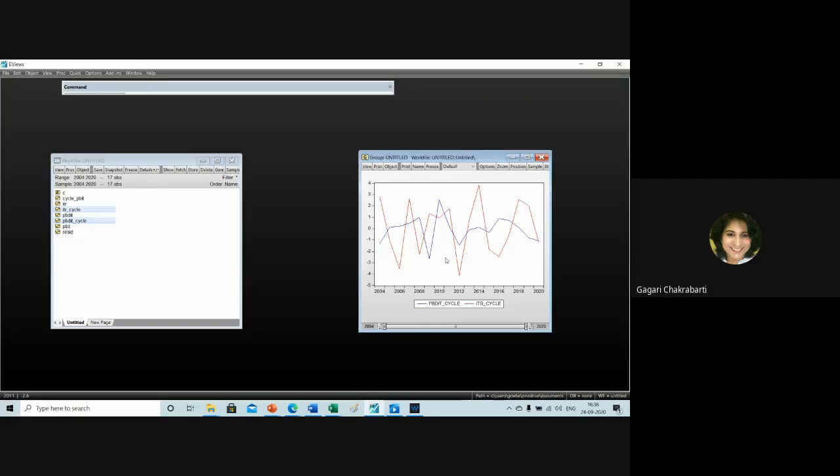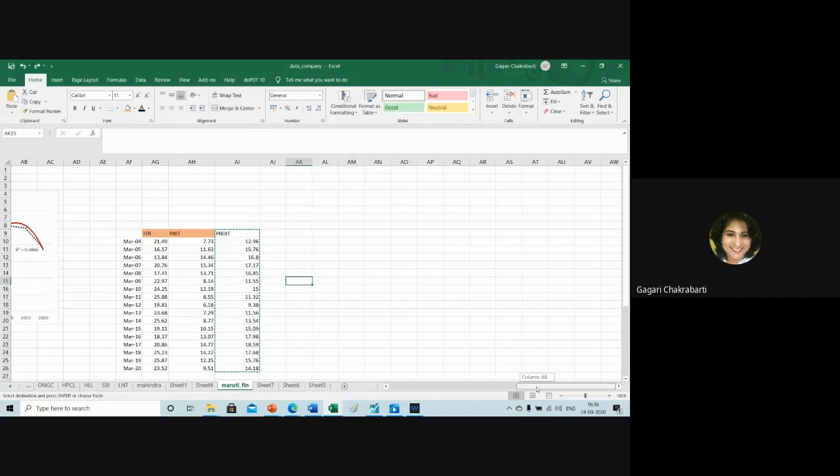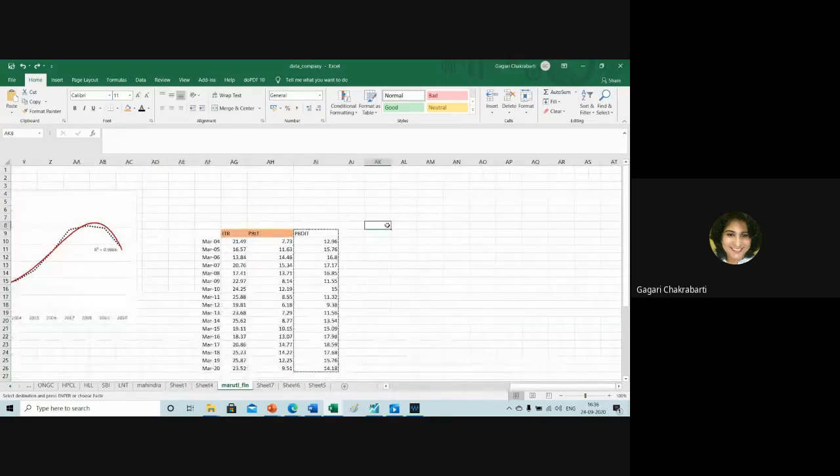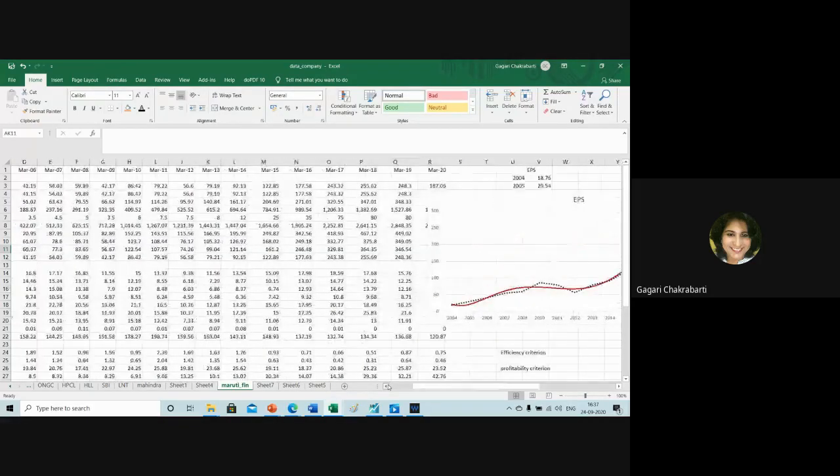You can do the same thing using many different indicators. So one important thing that you can do at home is check whether perceived profit opportunity is translated into higher actual profit. How do you show that? You can take the retained earning ratio or retained earning itself. Retained earning will be too large a value. You will have to take the log.